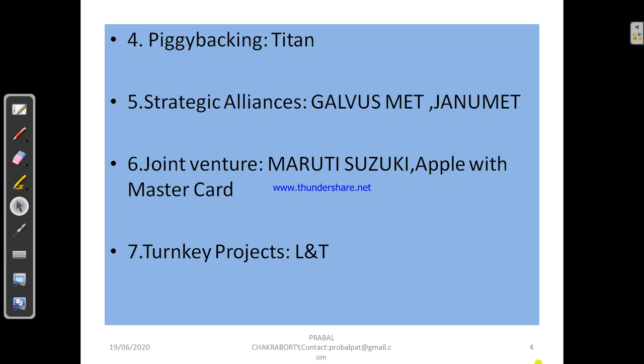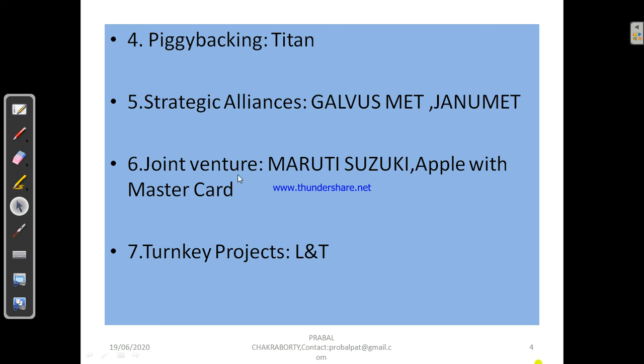Now strategic alliance is also very important. What is the meaning of strategic alliance? Strategic alliance is when two companies, say X and Y, come to a conclusion or some mutual agreement that they will sell each other's products. For example, Galvusmet of Novartis is promoted in India by USV and other companies also. Similarly, Zanumet is a research molecule of MSD that is promoted by Sun Pharmaceuticals and others. So this is a strategic alliance.